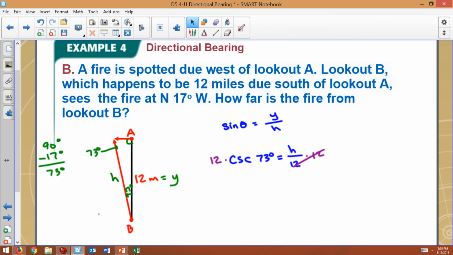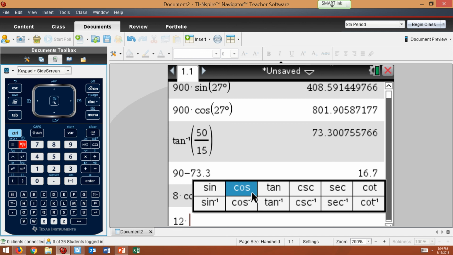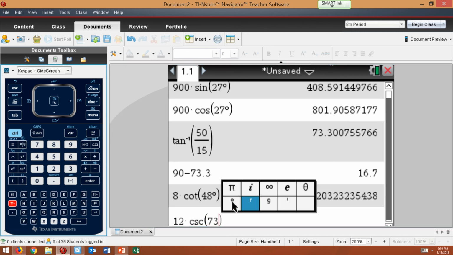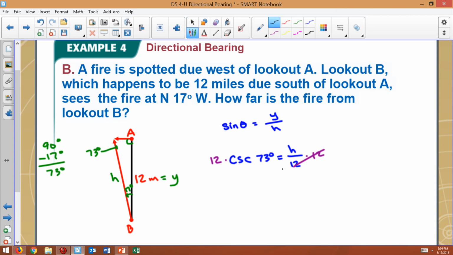And so I'll go to the calculator. 12 times cosecant of 73 degrees gives us 12.548. Now we've been rounding to the nearest tenth, and I'll continue to do so. That would mean that I have 12.5 miles from lookout B. And that would be my answer.